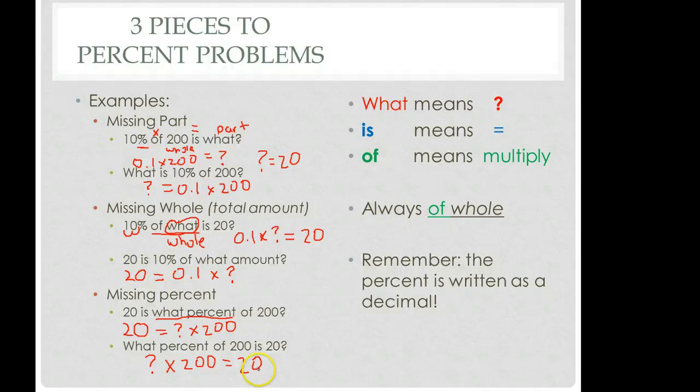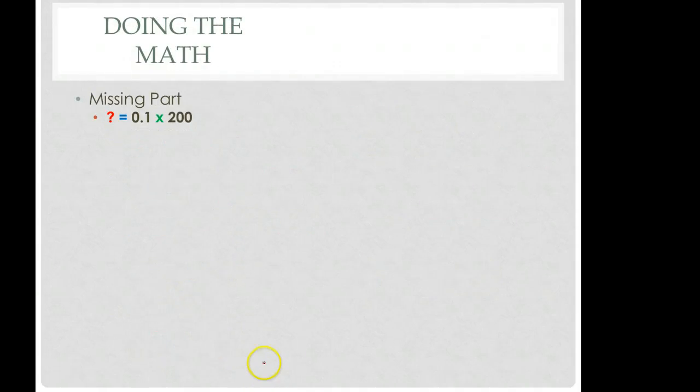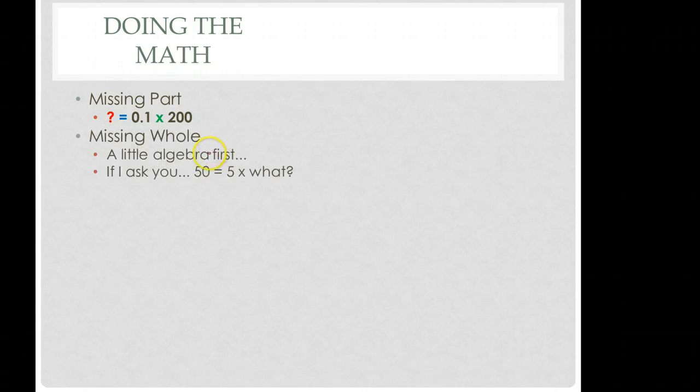So once we have it set up, how do we do the calculations? Okay, so the missing part I already did. We just pull out our calculator and do it. The missing whole, I want to talk a little bit about algebra first. So think about it for a second. If I ask you, 50 is 5 times what? What would you tell me? Hopefully you'd say 10. Because you know 5 times 10 is 50.